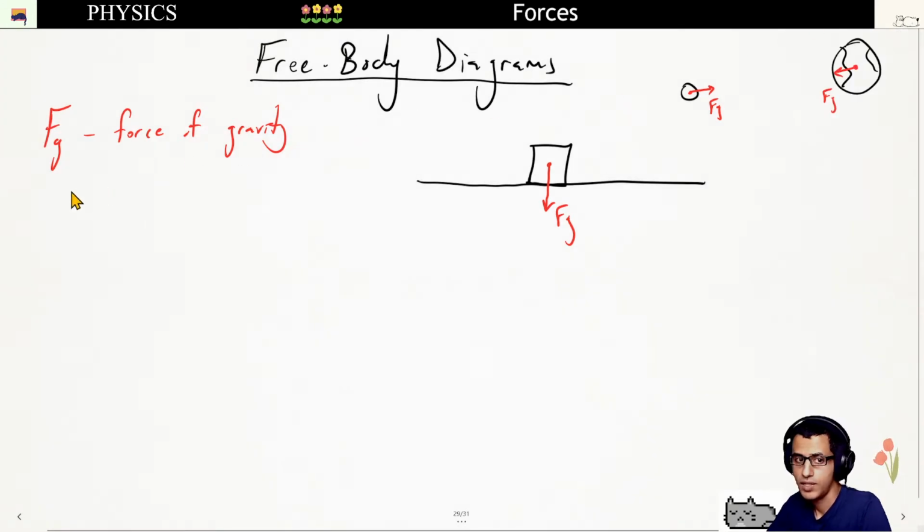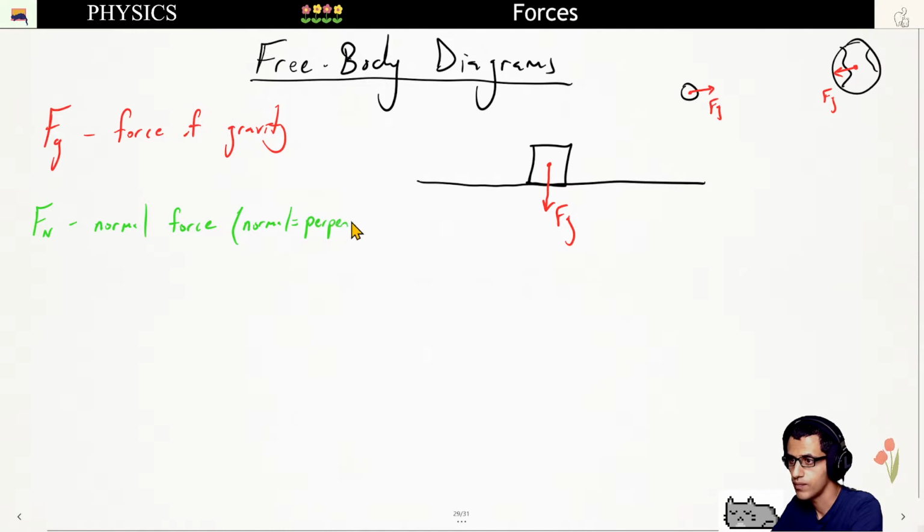Another common force that we're going to be dealing with is the normal force. This is the force applied from any surface, and this force will always be perpendicular to that surface. The reason why it's called the normal force is because the word normal means perpendicular. In this case, this box is sitting on this surface here, and that surface is going to apply a force in this direction.